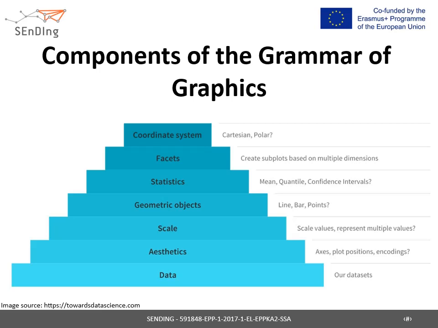Let's see some details about each additional layer. Scale is used to determine whether we need to scale the potential values, or use a specific scale to represent multiple values or a range. Statistics is useful when we need to show some statistical measures in the visualization, like measures of central tendency, spread, and confidence intervals. Facets are used when we need to create subplots based on specific data dimensions. We will see an example later on. Coordinate system allows us to define the coordinate system on which to base the visualization, e.g. should it be Cartesian or polar.